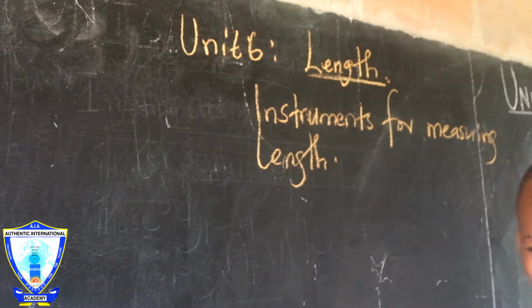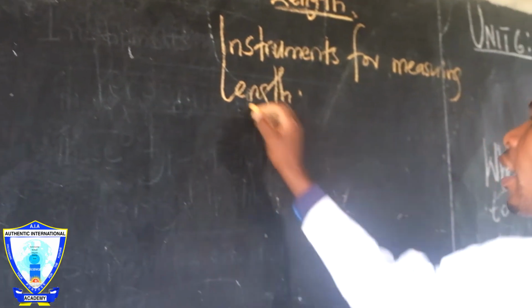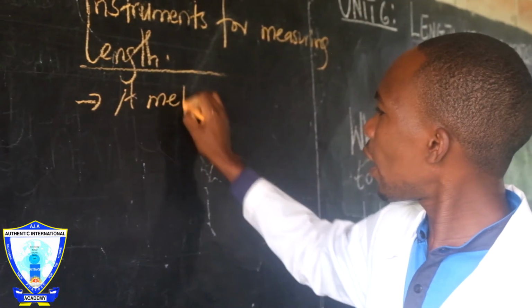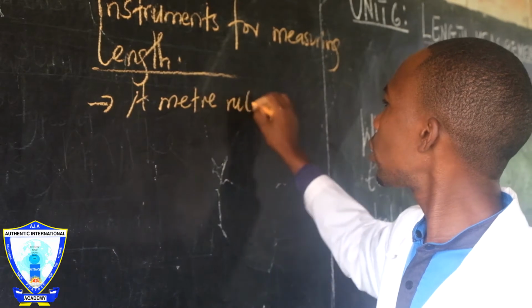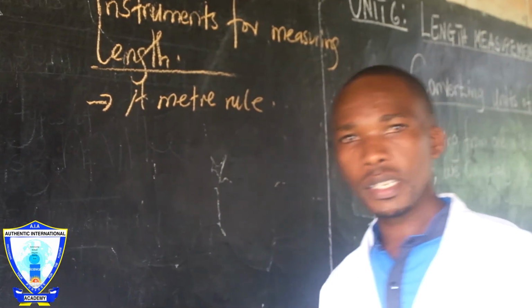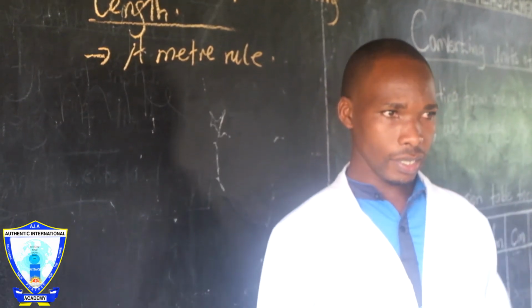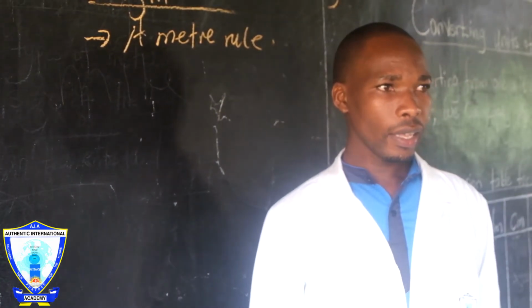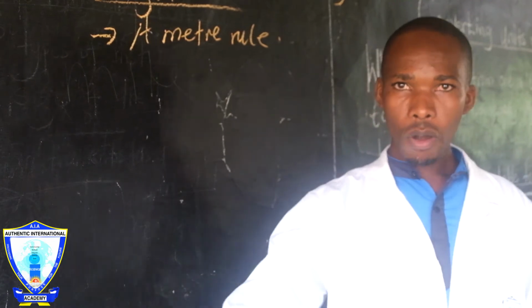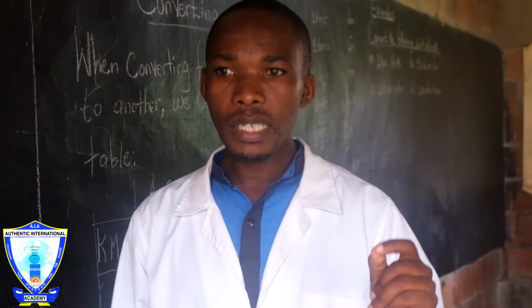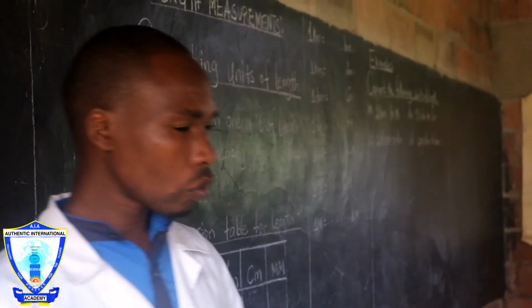Yes, I remember we talked about it. Who can remind us? Number one, we talked about a meter rule. We said that a meter rule is used to measure short distances, like the length of the blackboard.